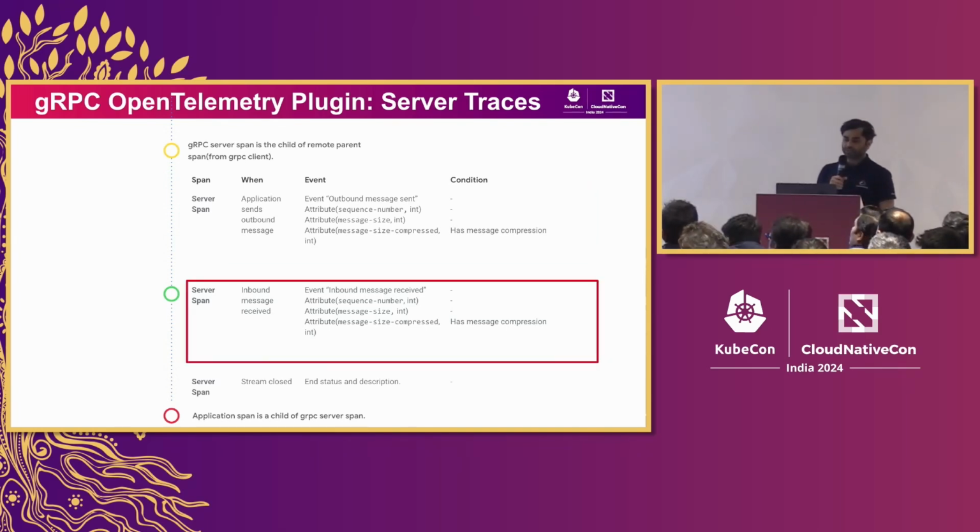Similarly, the inbound message received event indicates when the server received a message from the client, with key attributes like size and compression. So this granular level of detail helps us understand message exchange patterns, identify potential bottlenecks related to message size or compression, and pinpoint any errors that occurred during the communication.